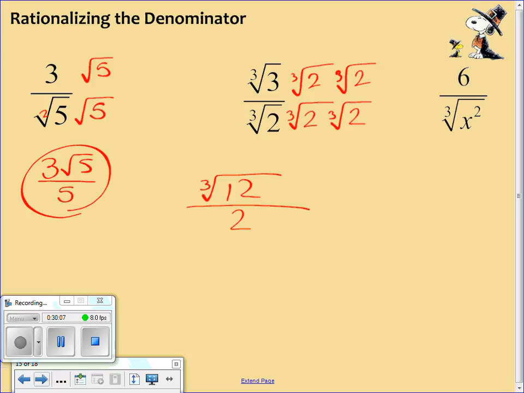Is there 3 of anything in 12? It'd be a 2, 2, and 3. So in this case, this one's done.